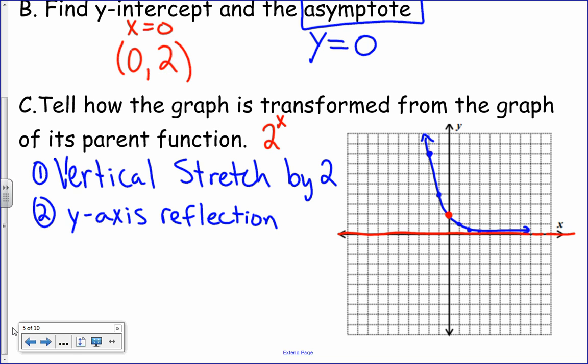Again, if you wanted to look at the picture, graph this parent function. Go to y equals, put it in y2, 2 to the power of x, hit graph, and you ought to see it. I'm not going to draw it exactly, but it ought to come up through here like this. So you can see that the blue line is on the other side of the y-axis from the red line. So it was a y-axis reflection.